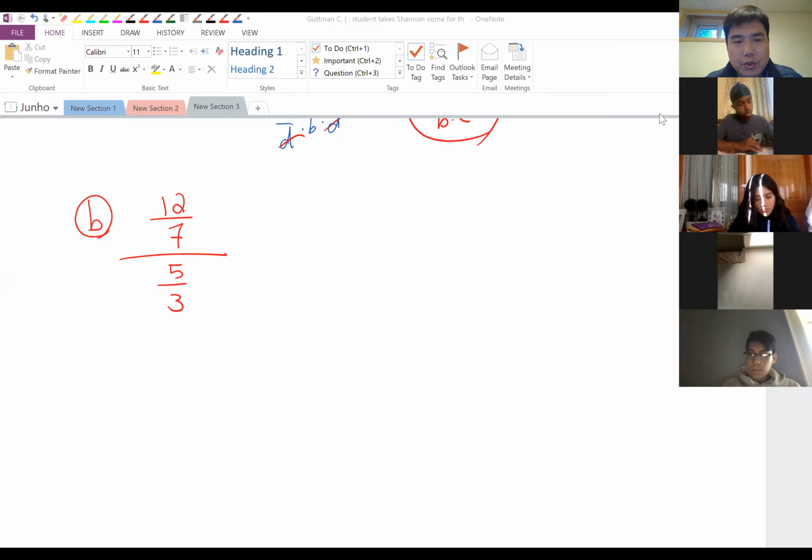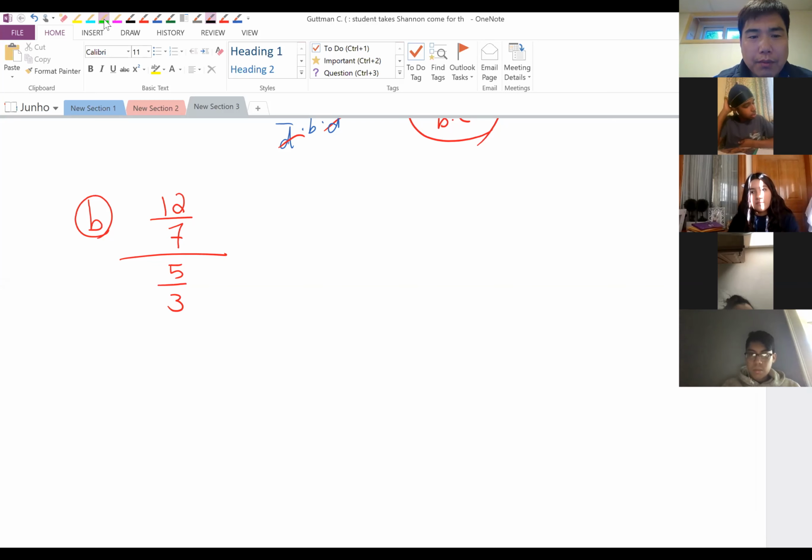Okay, so let's do it together. So what's the first step? Find the least common denominator between 7 and 3. Common denominator between which two numbers? The two denominators, 7 and 3. Yeah, 7 and 3, not 12 and 5, or 12 and 3, something like that.